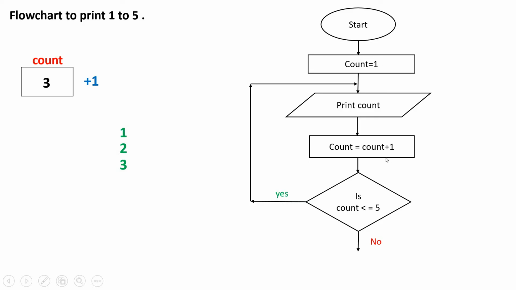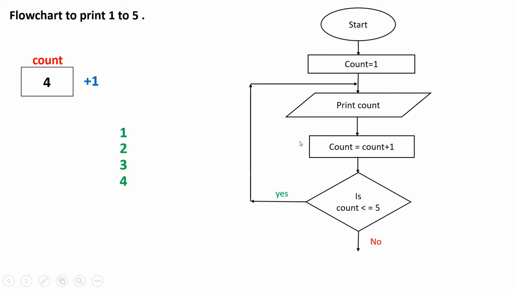Now again I have to do count equal to count plus 1, so it became 4. Again I will check whether it is smaller than or equal to 5. It is smaller than or equal to 5, so it will go to print count. Now again I have to print this 4, isn't it? So I use this print option and it is printing here.